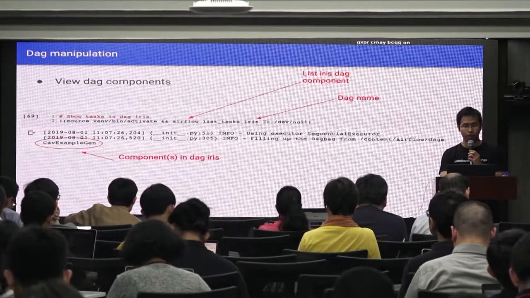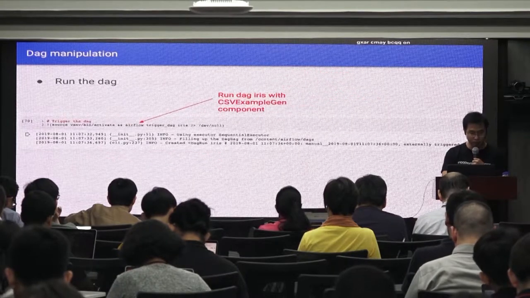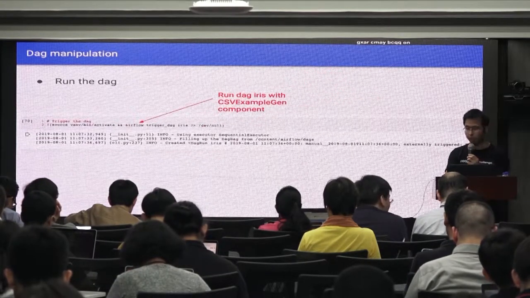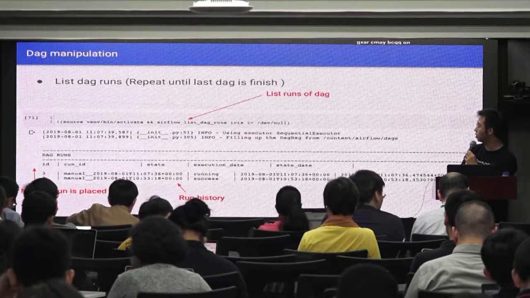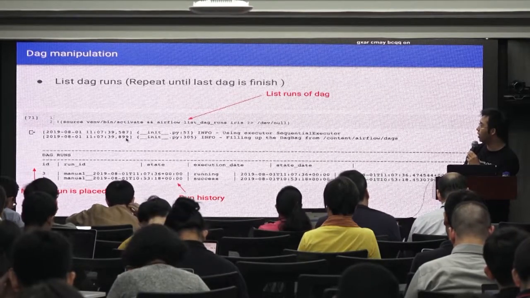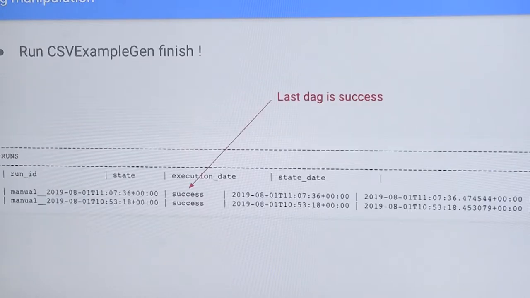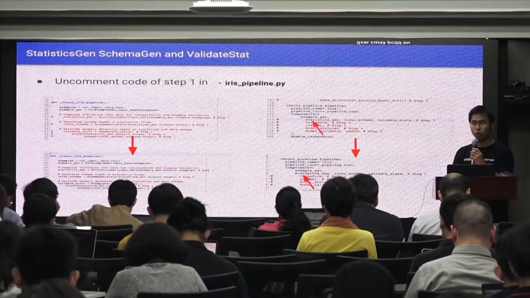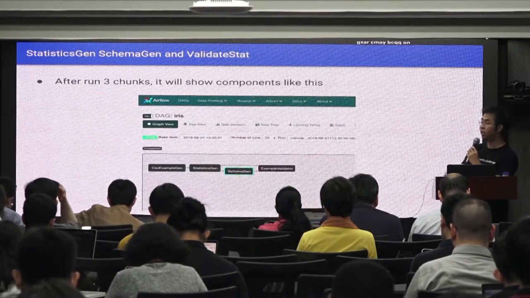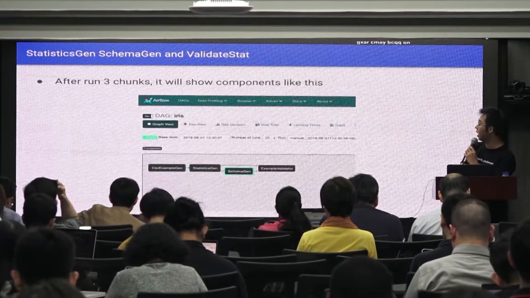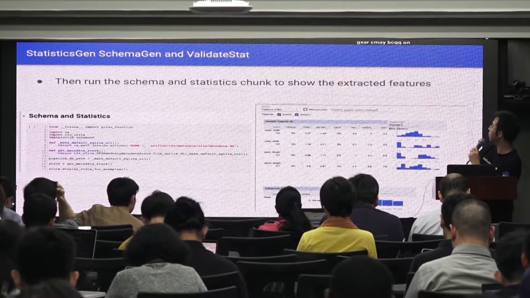So you can run a DAG command like this one. If you want to view how many DAGs are running, you can run this command, right? This one is gonna return the two latest DAGs that are running. Okay, so this is the same thing, right? You have CSV gen, you have this code, we uncomment one by one, the same thing like what we did last time. And you can run all this stuff.